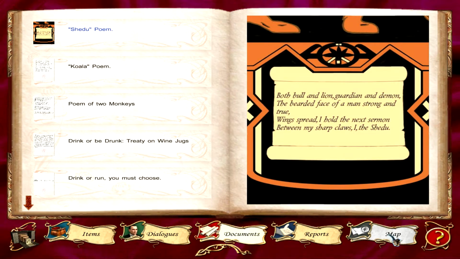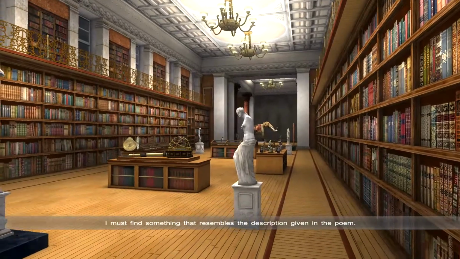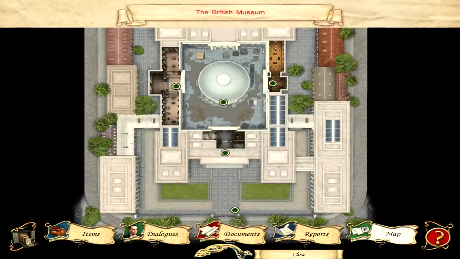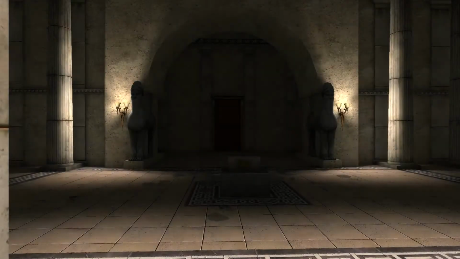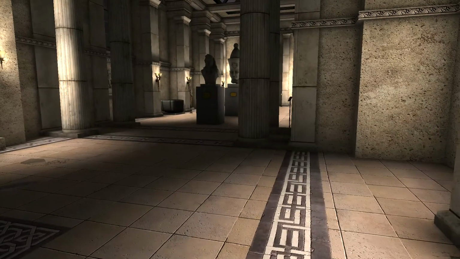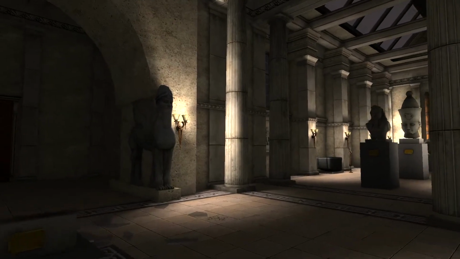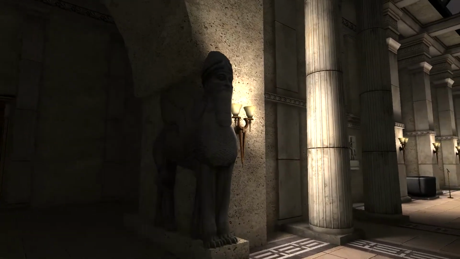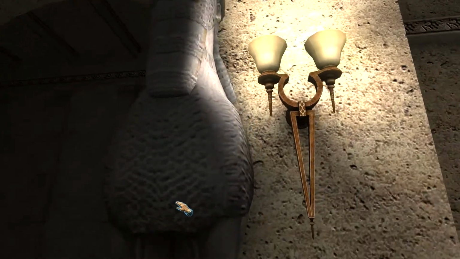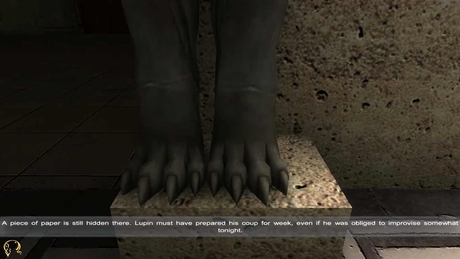Okay, so let's use that. I must find something that resembles the description given in the poem. Okay, let's go back to the Egyptian hallway. The Shadow. Oh, yeah, I guess this matches. There's a piece of paper still hidden there.